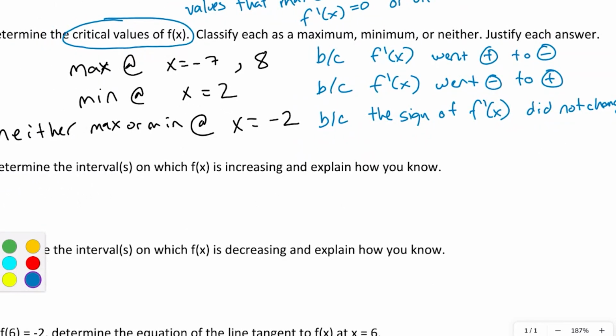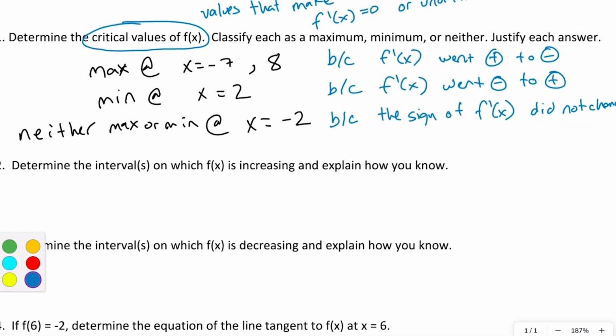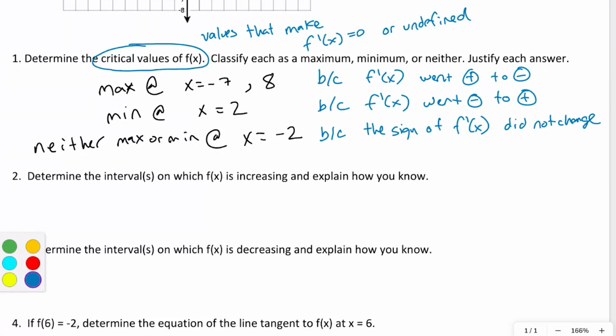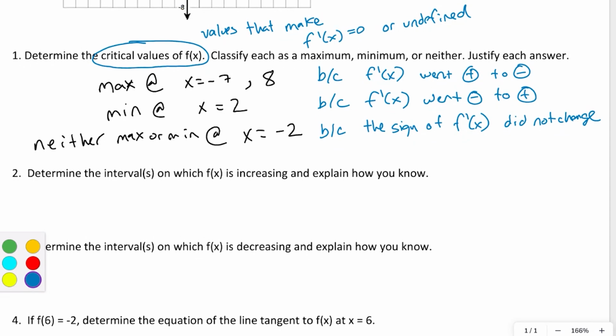Any questions about these maxima and minima and how to justify your answers? Okay, so those were all the critical values and what they represent. So now let's list the intervals of increasing and decreasing.